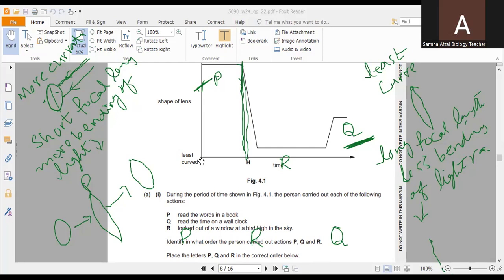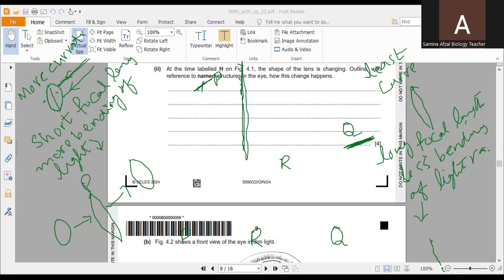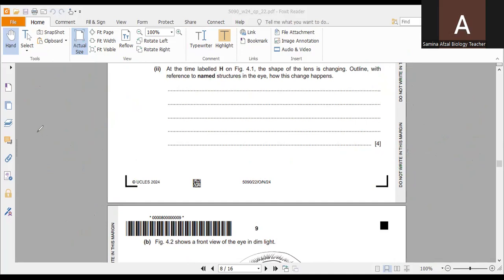Here I would like to explain one thing. There are some muscles which are called ciliary muscles.